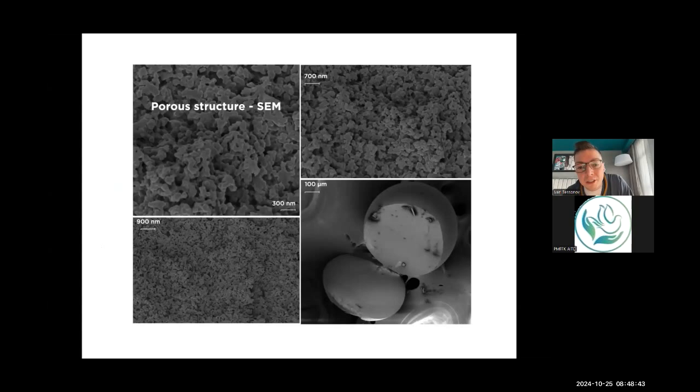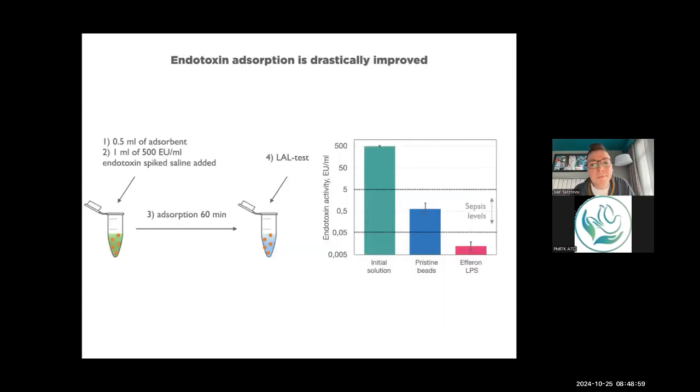You can see this huge amount of pores via scanning electron microscopy. These are mostly macropores. The mesopores and micropores, which are relevant for removal of cytokines, are even smaller. And at the same time, this modification drastically improved the capability to remove endotoxin. So this is a test which is a part of our quality control routine. Each batch of adsorbent we are making is subjected to this test.